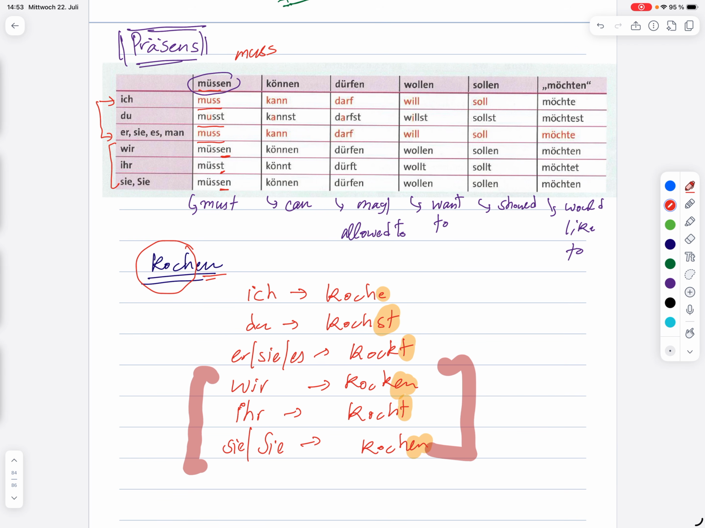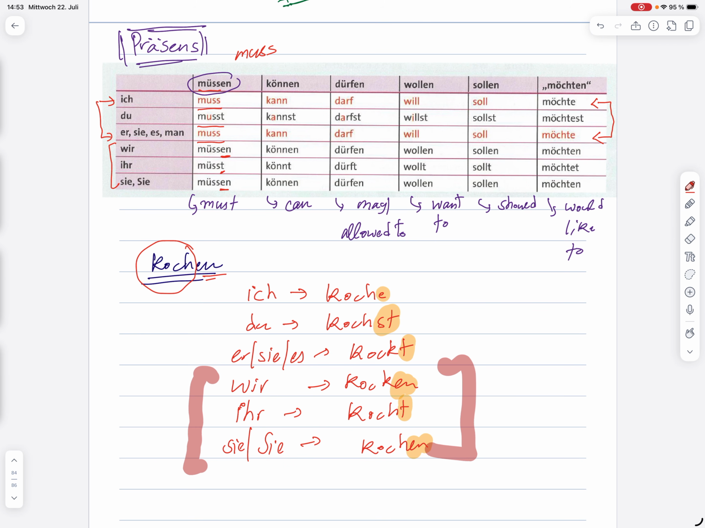For example, in können, you will have kann and kann for er/sie/es. So these are similar for er/sie/es and ich, right? And then you have this irregular kind of conjugation going on. So let's look at them. So you might have to memorize a little bit, but once you know the table by heart, then it's easy.